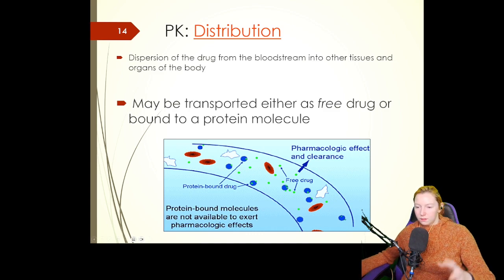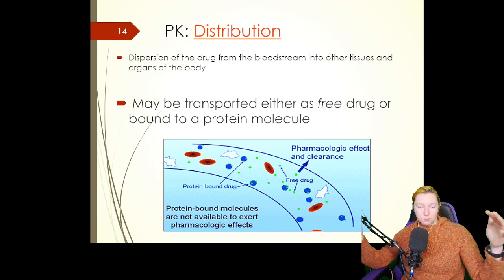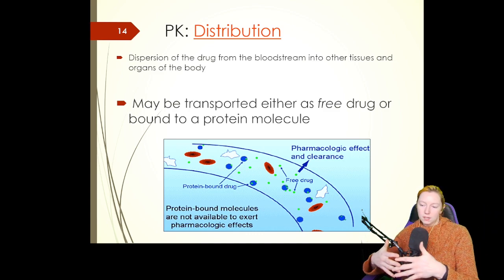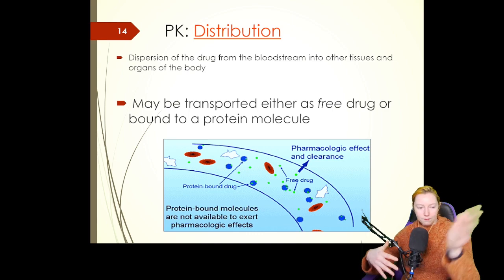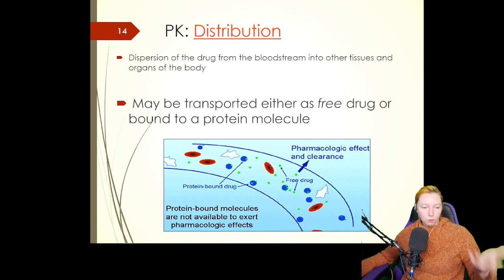So there are differences in how drugs might interact with proteins to free up or bind up those drugs, right? And not all drugs are plasma protein bound. Some are very highly plasma protein bound. And sometimes if we combine multiple drugs that are highly plasma protein bound, they can kind of knock each other off and create more free drug, which can affect how the medications work as well.